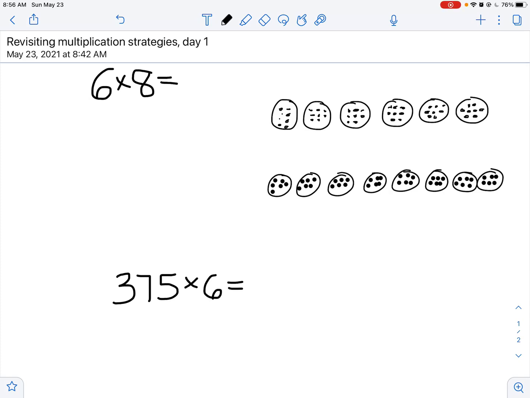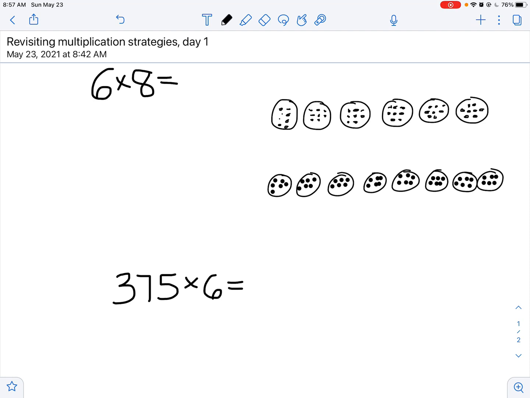Hello everybody. Today we're going to be reviewing our multiplication strategies, and then later this week you will be writing and solving your own word problem and showing your best strategies for solving multiplication problems.